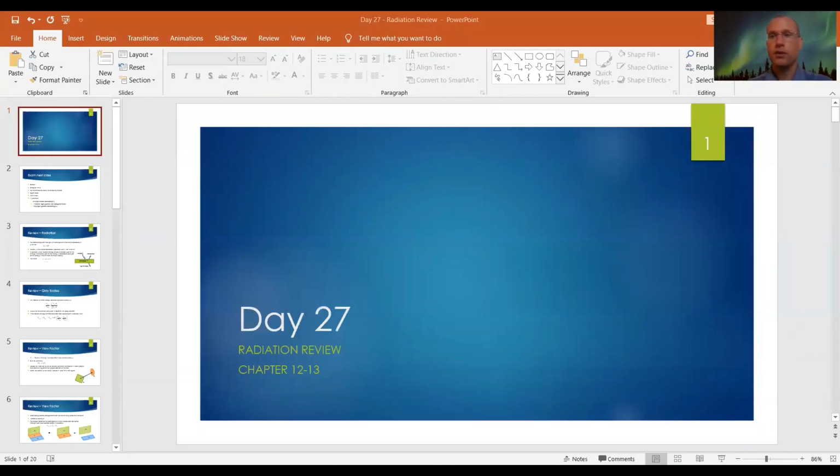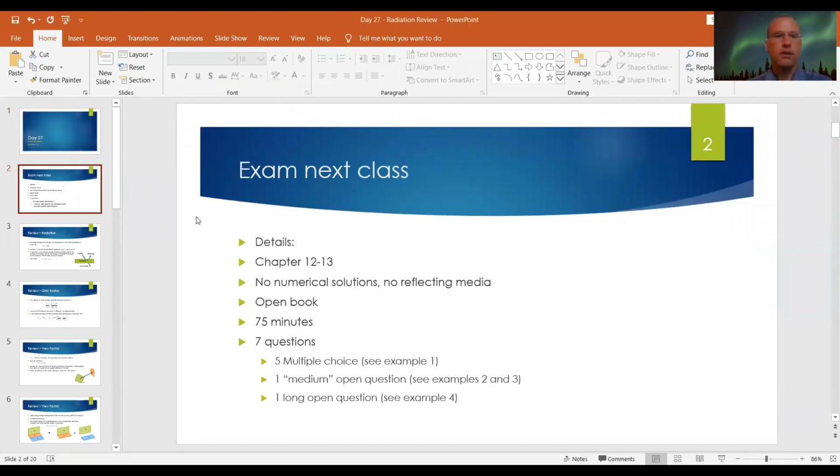All right, so we have now come to the end of radiation, and so we'll do a radiation review today. Chapters 12 and 13 were the ones that covered radiation. Obviously, the exam is next class, so deal with that first. So chapters 12 and 13, like I just said.